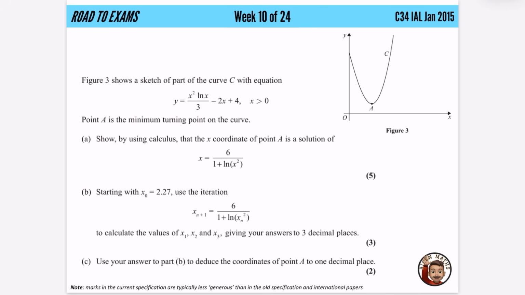So it says that figure 3 shows a sketch of part of the curve C with this equation, very strange looking thing. y equals x squared ln x over 3 minus 2x plus 4, and it's only showing us for x being greater than 0. And it says point A is a minimum point, turning point on the curve. Show by using calculus, in other words differentiation, that the x-coordinate of the point A is a solution of this equation.